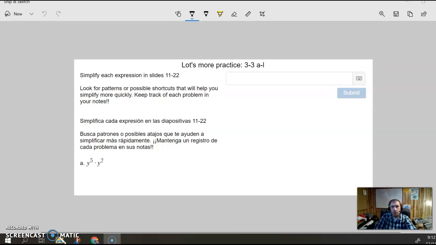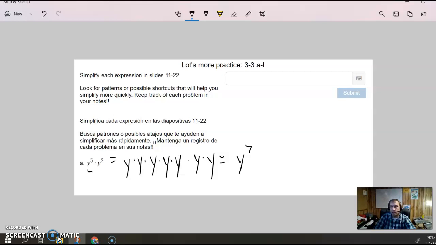So hopefully you tried y to the fifth times y to the second. What we want to do is write that out, expand this expression by writing that first y 5 times, and y to the fifth times y to the second would be 2 more y's. And if we counted them up, we have 1, 2, 3, 4, 5, 6, 7, and we could rewrite that expression as y to the seventh.